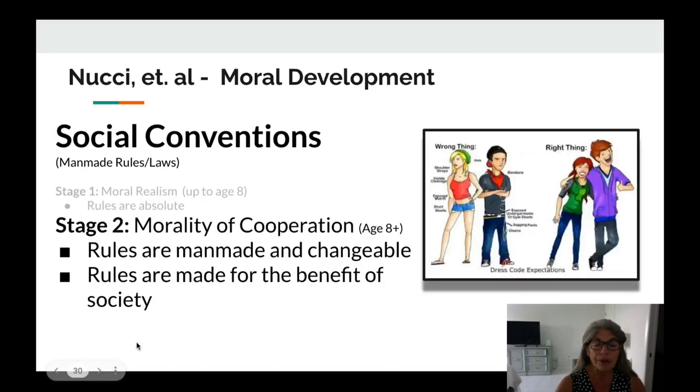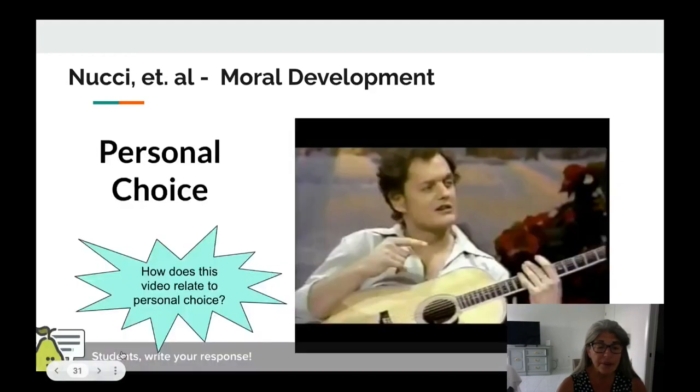But when you get a little bit older, over the age of 8, you start to realize that rules are really man-made and they can be changeable, and that they're made for the benefit of society. So in general, let's just talk about dress codes in a school. There's a reason for that, so that classrooms won't be disrupted by clothing. So it's right and wrong because the society says it, the group says it, the school says that. But this is man-made and it can be changeable. So that's stage 2 of the social conventions.